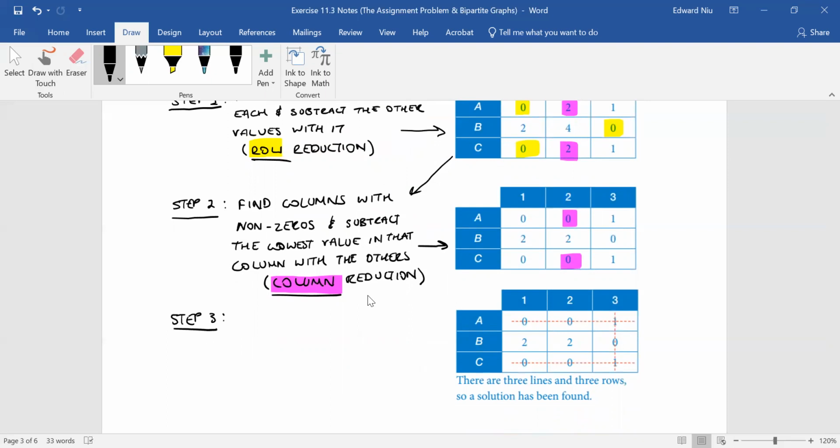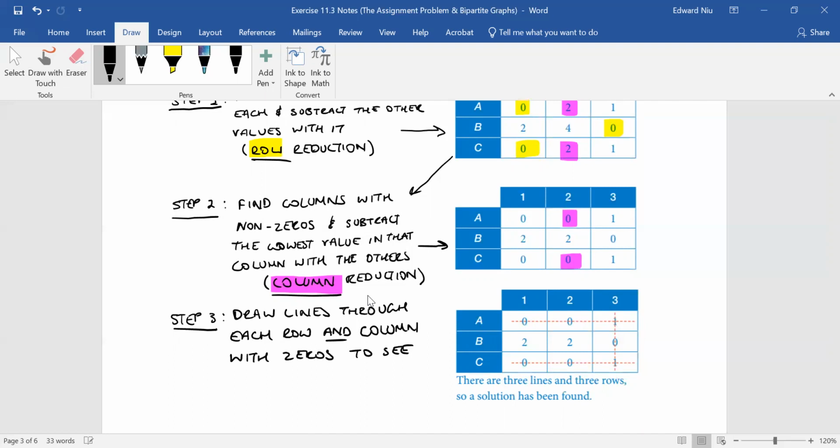We want to draw lines through each column and row with zeros to see if we need to do the Hungarian algorithm.